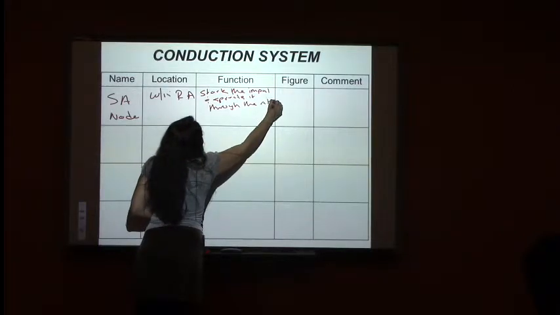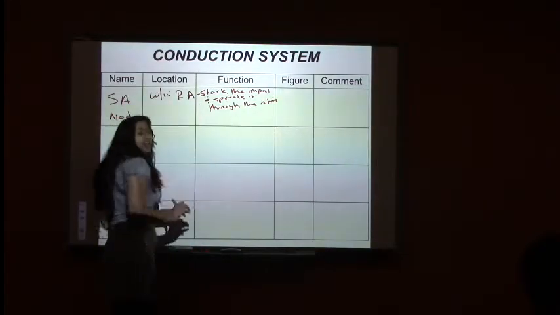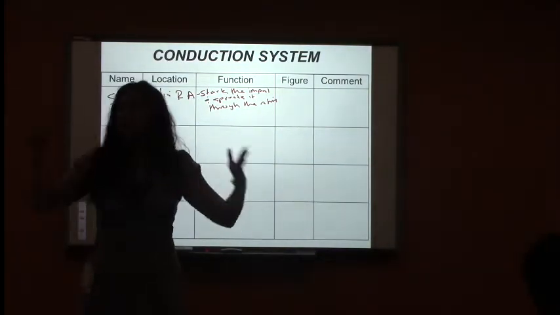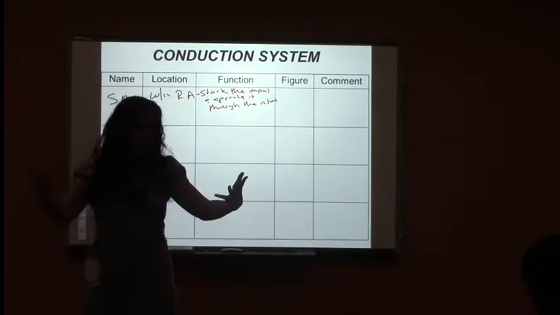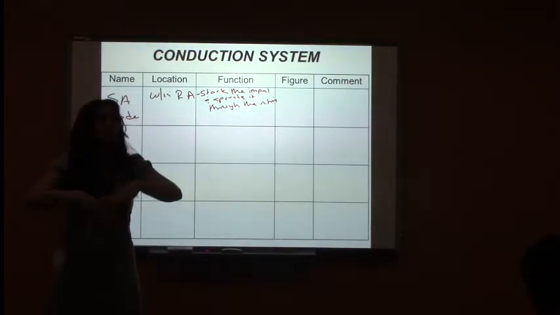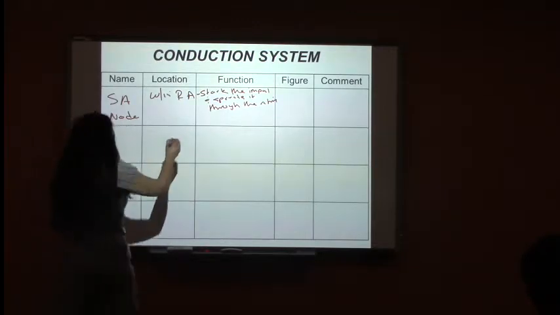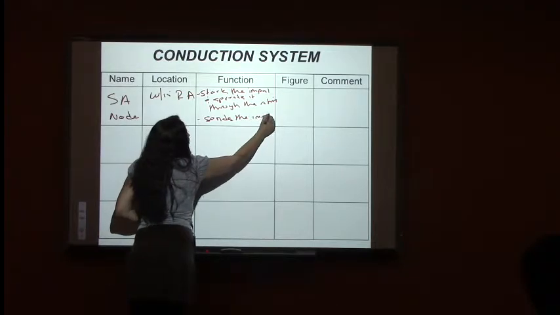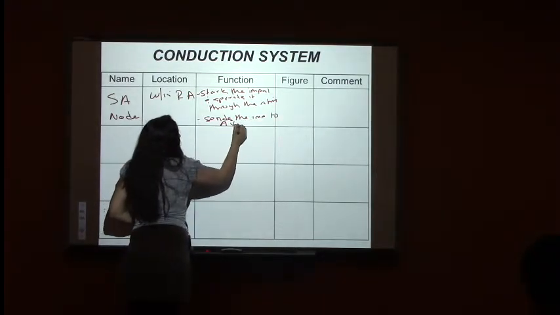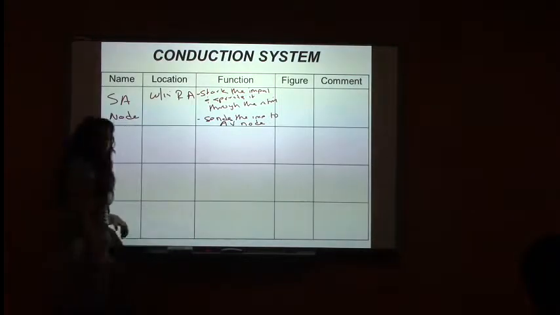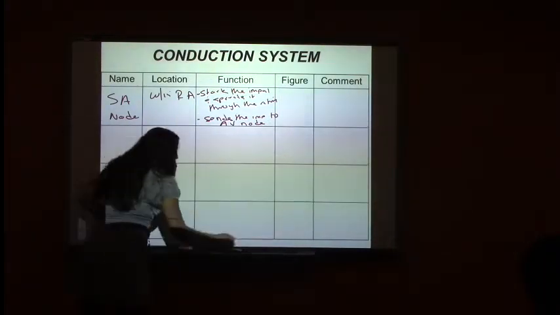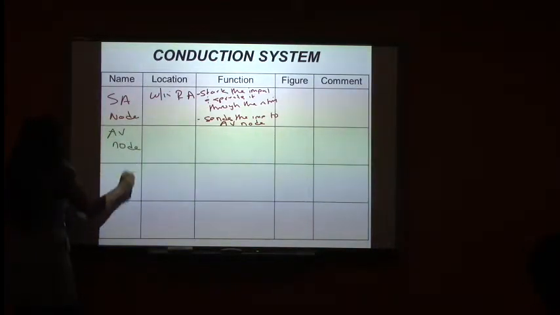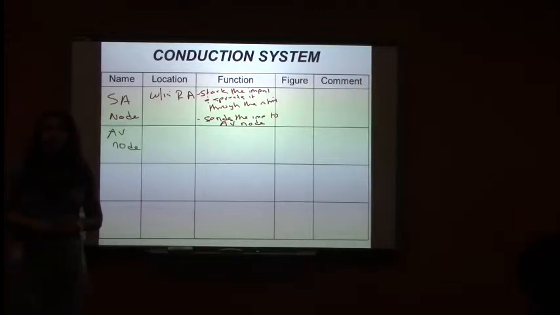Atria. Okay? That's one. It starts off the impulse, and then it spreads that impulse throughout both of the atria, the right atria and the left atria. Once the impulse has spread throughout both of the atria, next thing it sends the impulse to the AV node. Okay? So next one is AV node, atrioventricular node.